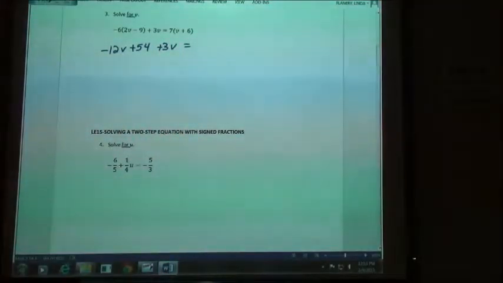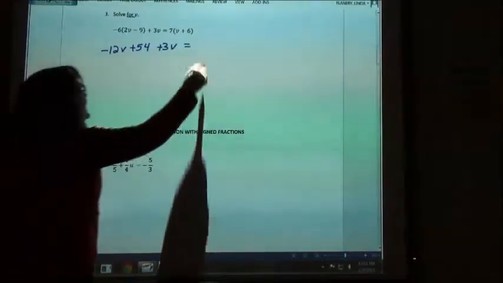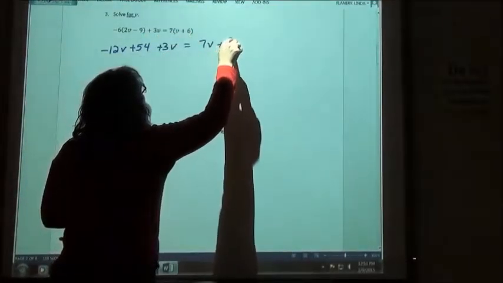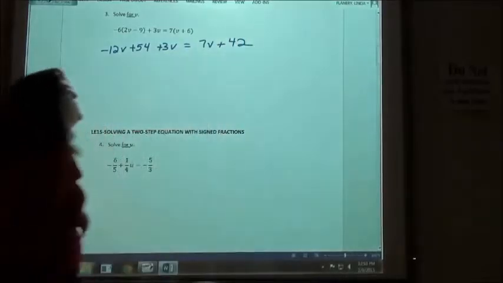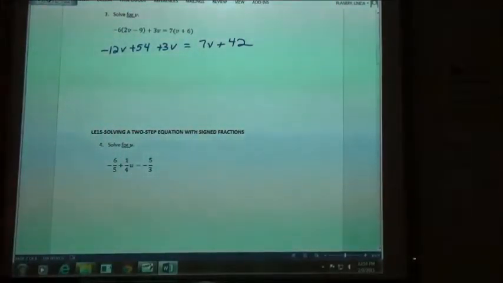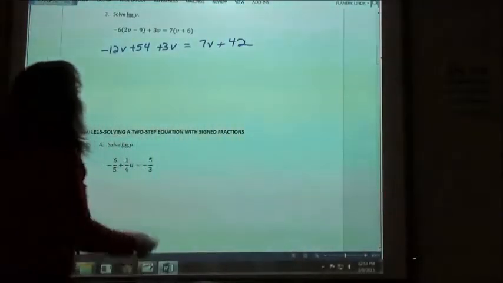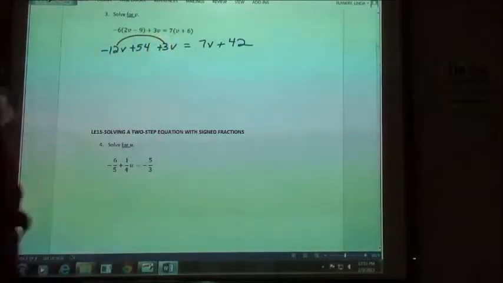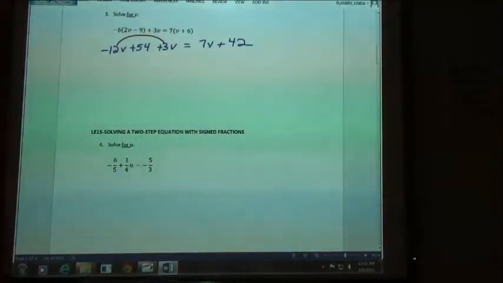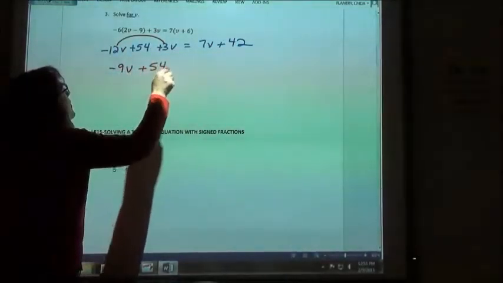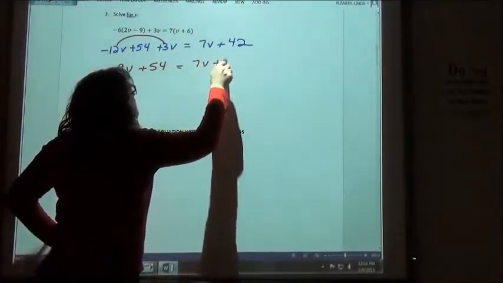On the other side, 7 times v, 7v, and 7 times a positive 6, plus 42. So on this one, the left side has 3 terms, the right side only has 2 terms, so there's only going to be like terms to combine on the left side. We're going to combine our v's together. Negative 12v plus 3v is negative 9v plus 54 equals our 7v plus 42.